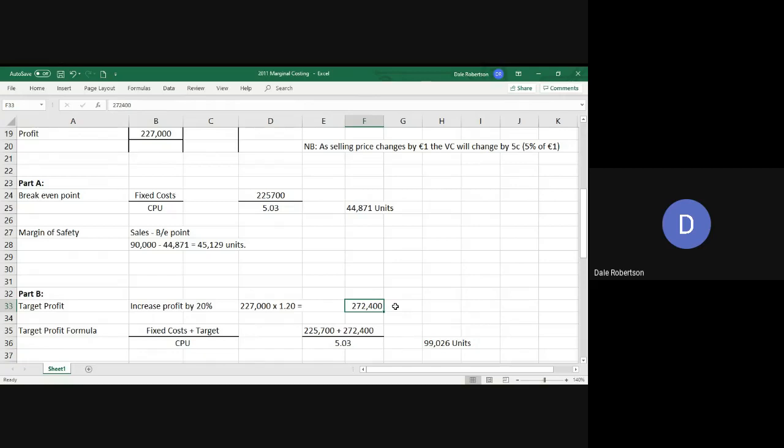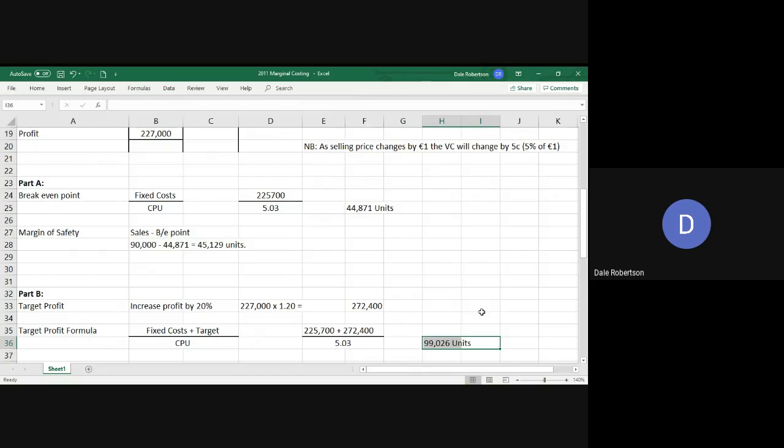And that's the target profit that we then input into this formula, which is essentially the exact same formula, except it's the break-even formula with the target included. So how many units must we produce to not only break even, but to actually achieve a profit of 272,400? Now, if we're going to increase our profit, this answer will probably be more than 90,000 units. In fact, here it is. Sorry, it's an extra 9,026 units. 99,026 is the answer there.